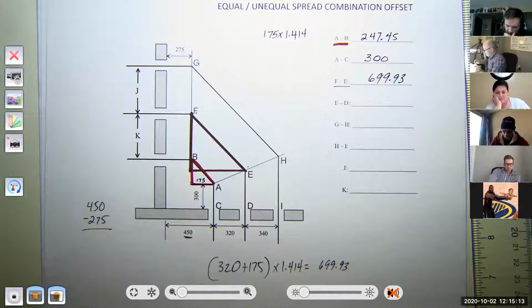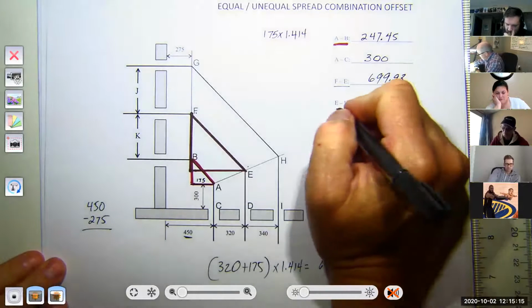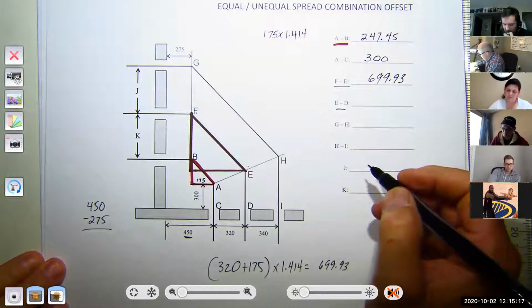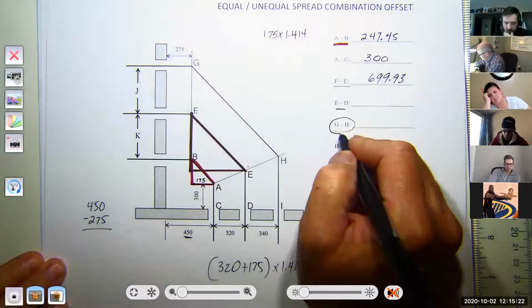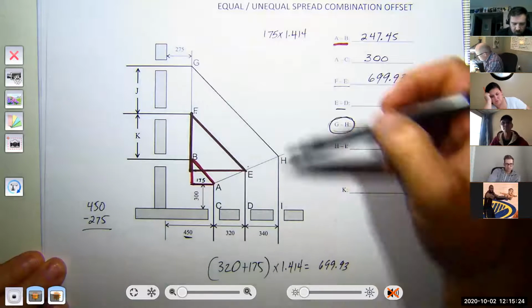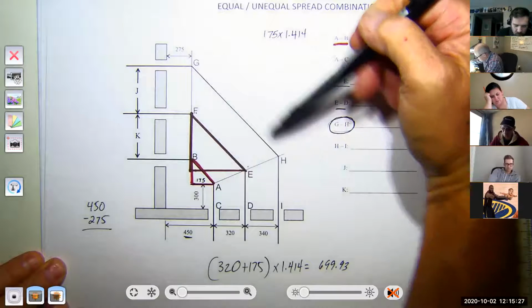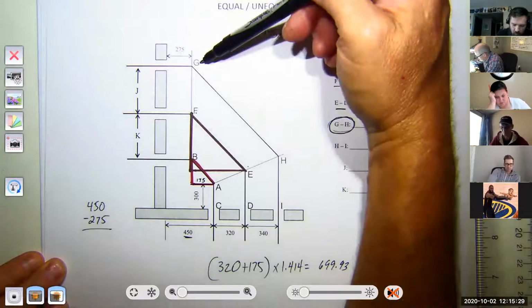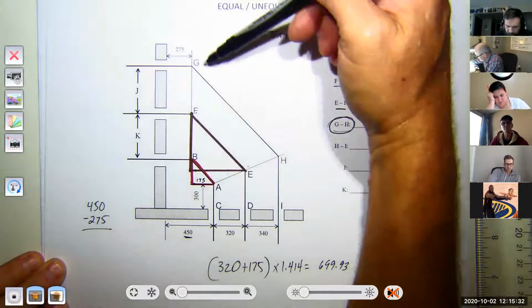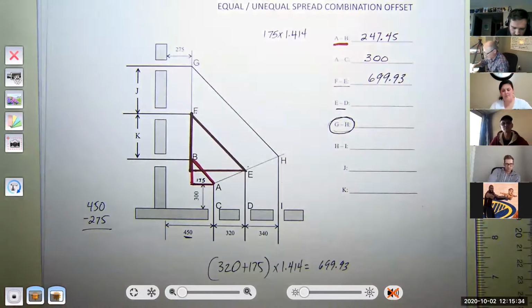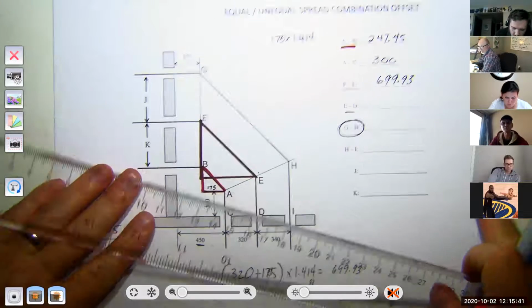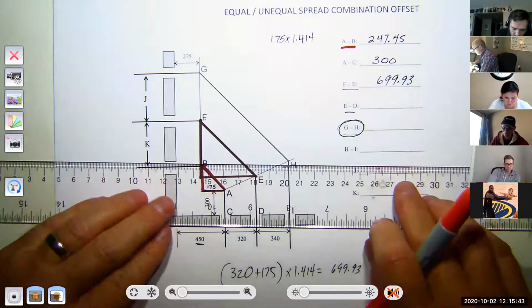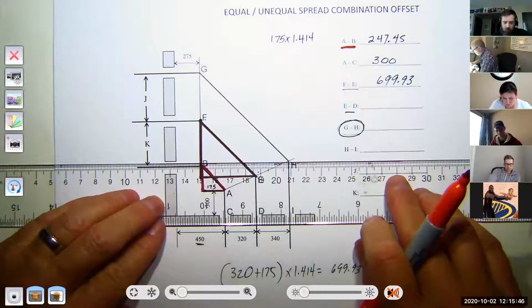Now, they're asking for E to D, but I am going to go to G and H. I'm going to solve next for G to H. This travel right here, I'm going to solve for next. Now, I'm not quite sure how this color is going to show up, but we'll give it a shot. I'm going to draw a right angle triangle.